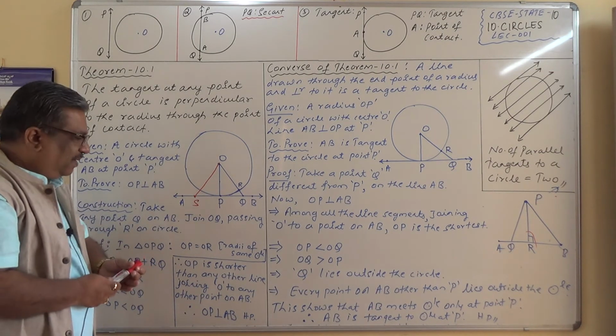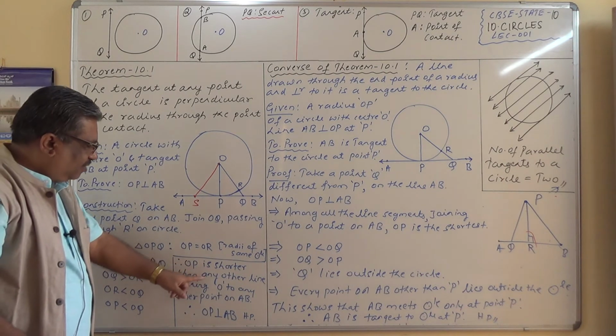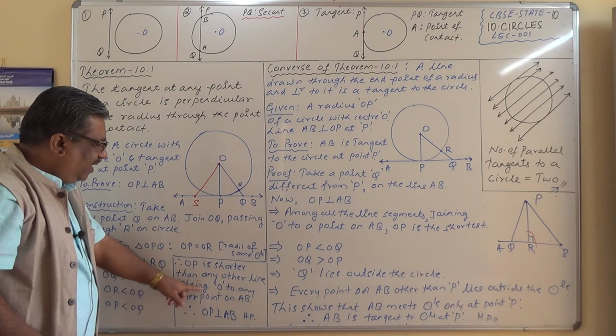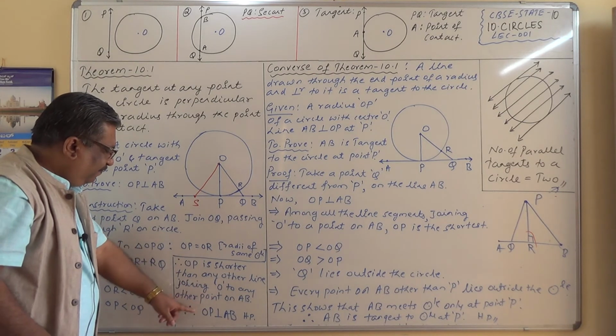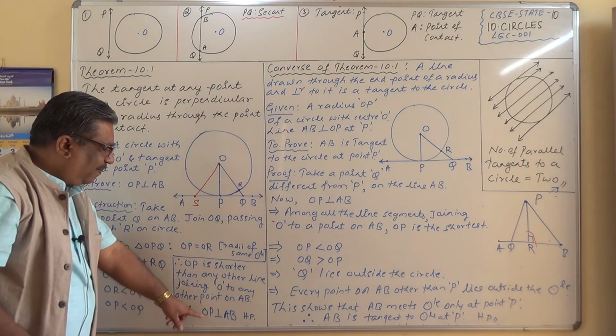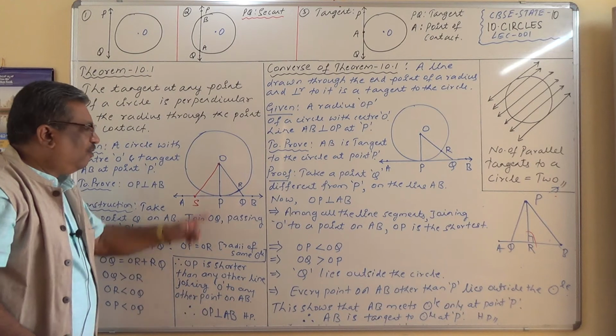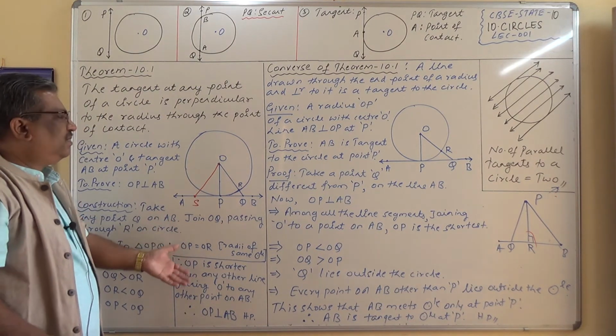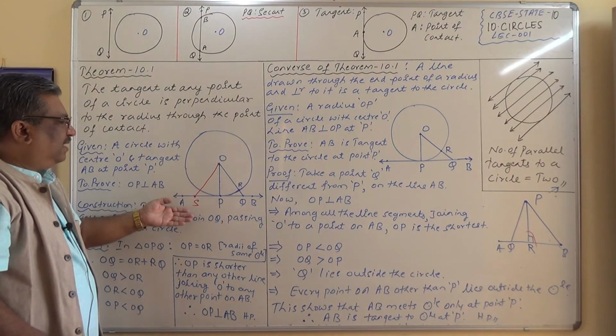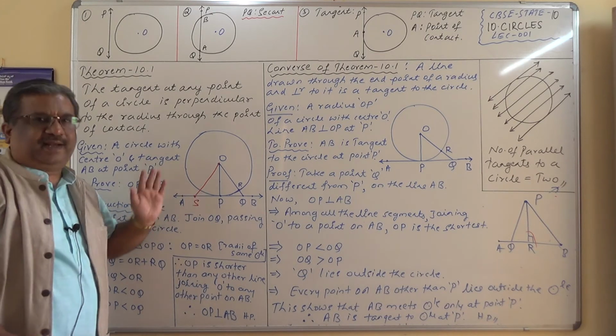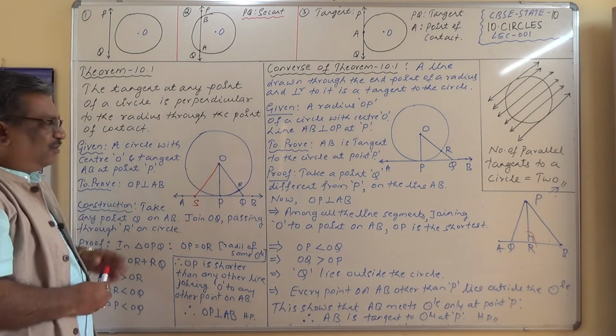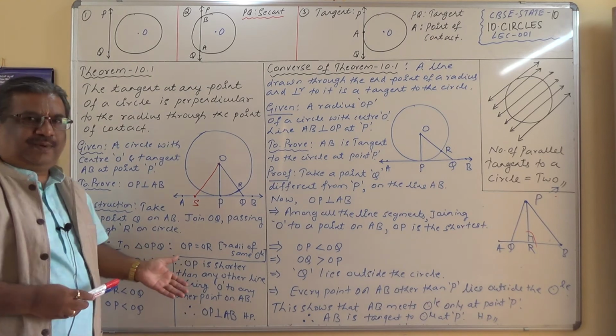I hope you are able to understand. So OP is shorter than any other line joining O to any other point on AB, and therefore OP is perpendicular to AB. What is OP? OP is the radius of the given circle. Hence the radius is perpendicular to the tangent through the point of contact. Any doubt? Write this down in your notebook.